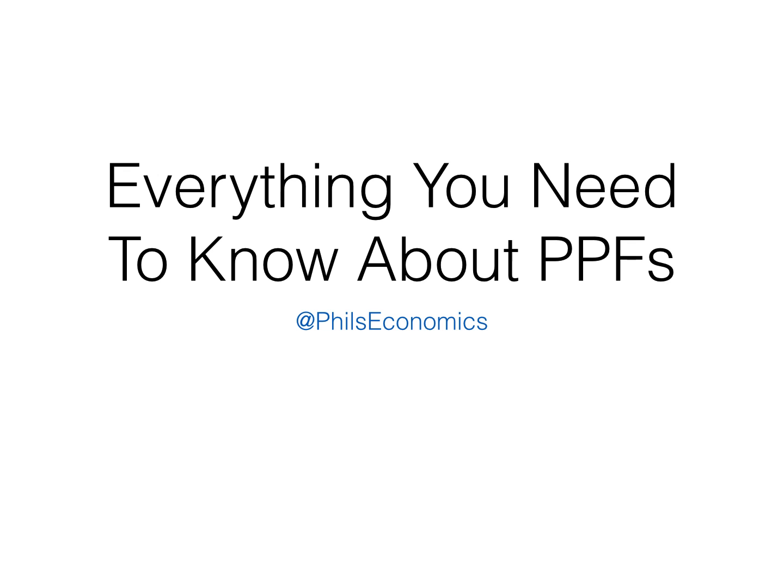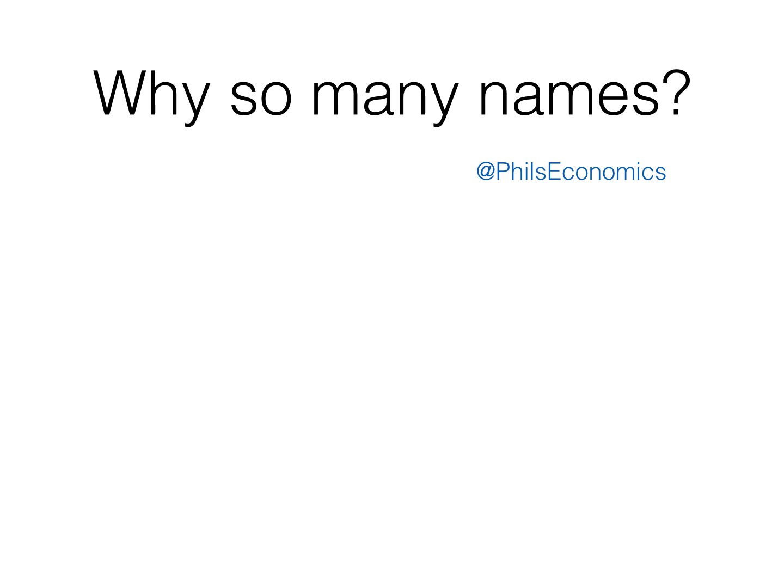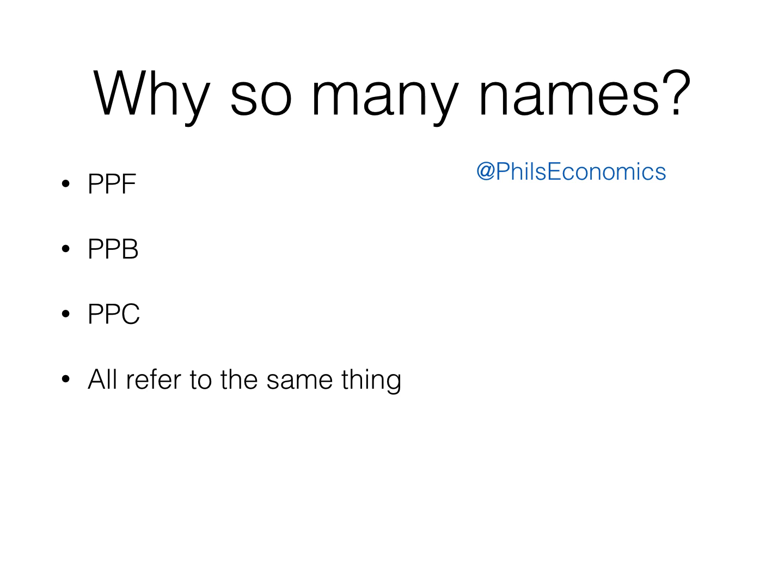I'm here to talk to you today about the PPF. One of the basic fundamentals that you need to get to know for economics at A level, but you might see it referred to as a number of different things. It could be a PPF, it could be a PPB, it could be a PPC. All you need to know is they're pretty much all the same thing. Production possibility frontier, production possibility boundary, or production possibility curve.